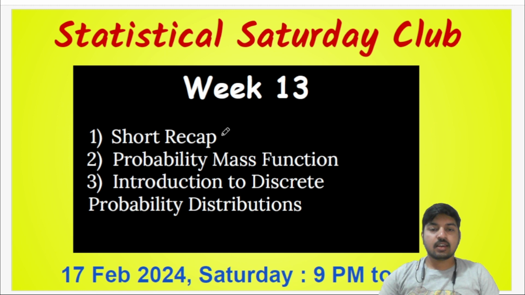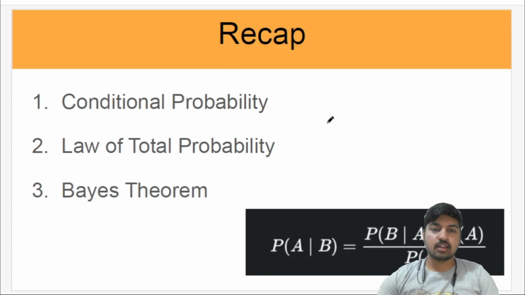Today we will have a short recap of what we learned yesterday. Then we will go into the probability mass function, usually called PMF. We introduced this function in the ninth or 10th week, but we will give a brief intuition so that we can move to the discrete probability distributions. We will cover only two probability distributions today: one is uniform and another one is binomial. So without wasting much time, we will directly jump into our recap.